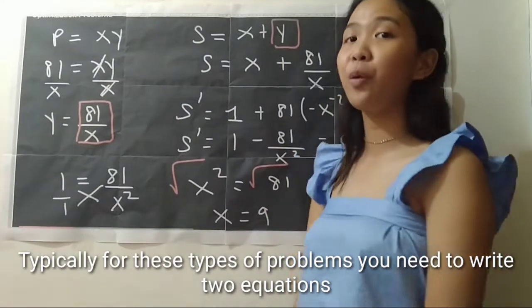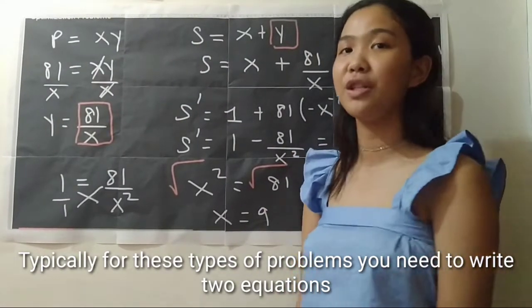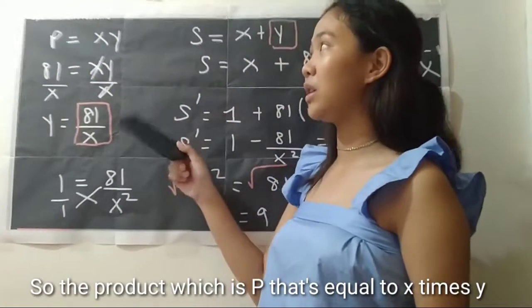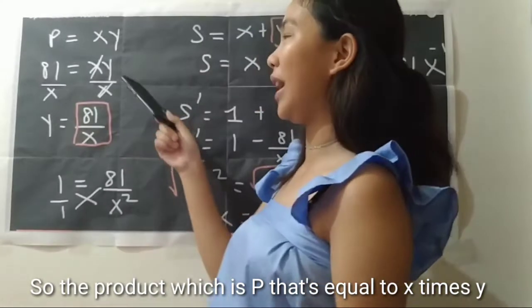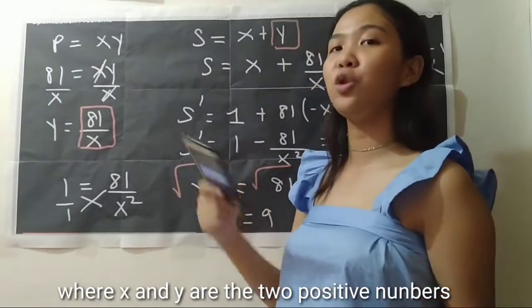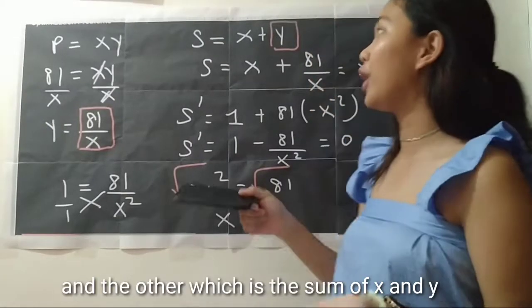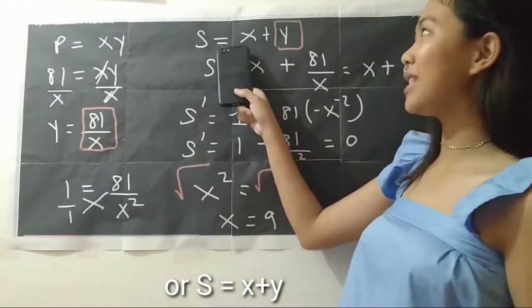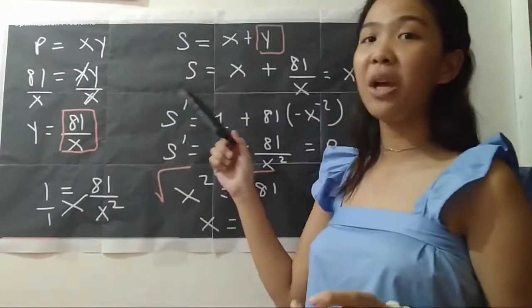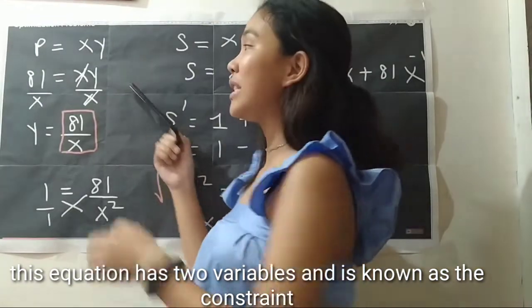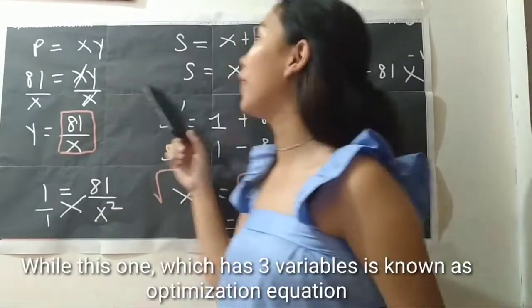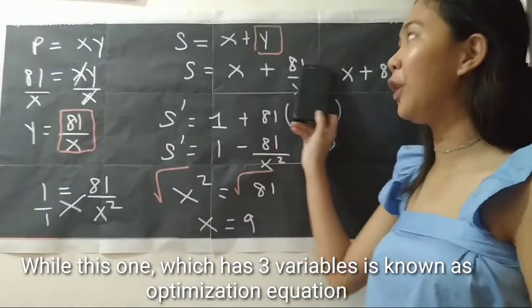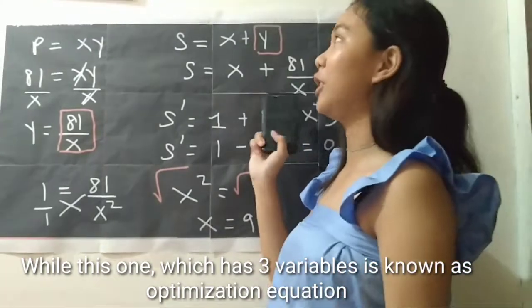Typically, for these types of problems, you need to write two equations. So the product, which is P equals x times y, where x and y are the two positive numbers, and the other, which is the sum, x plus y, or S equals x plus y. So the two equations. This equation has two variables. This is known as the constraint, while this one, which has three variables, is known as the optimization equation.